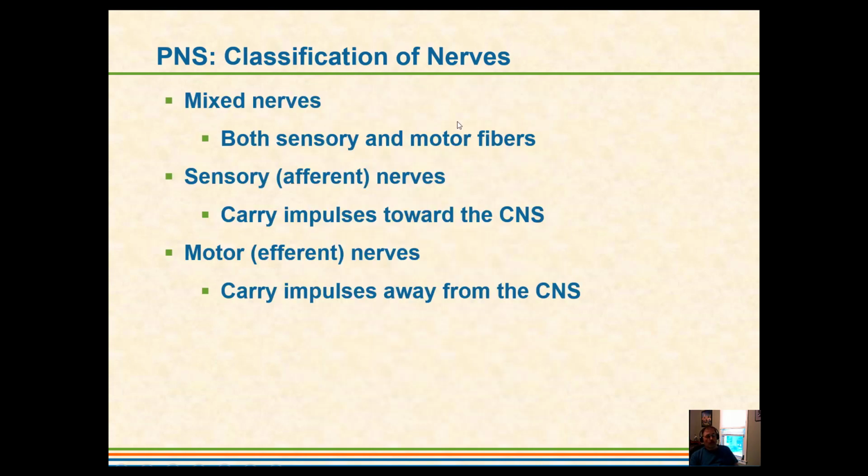Now, general classification of nerves: most of them are mixed. That is, they have both sensory and motor fibers. We have sensory fibers, which carry impulses toward the central nervous system. We have motor fibers that carry impulses away from the central nervous system. And with the exception of some cranial nerves, all of these are mixed.